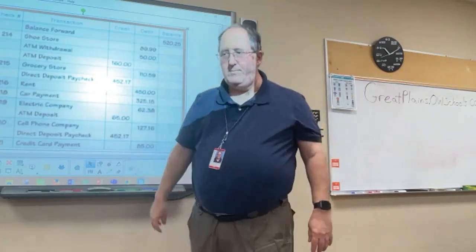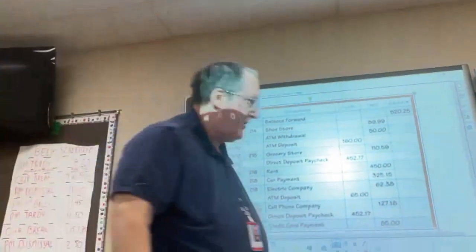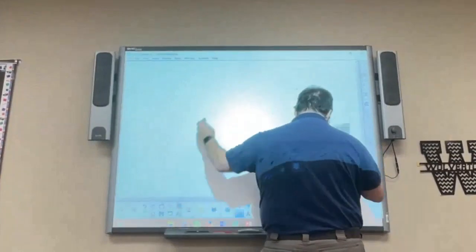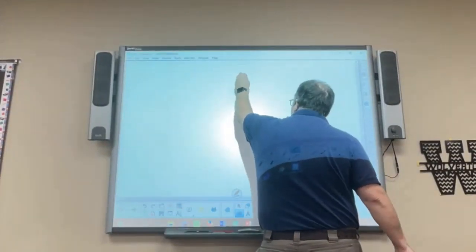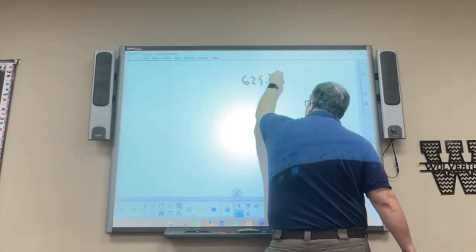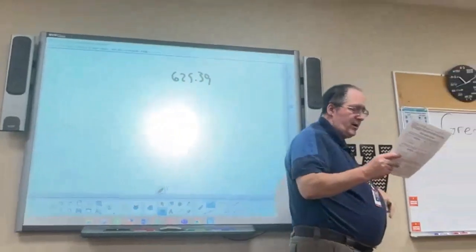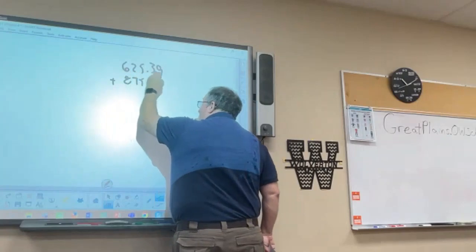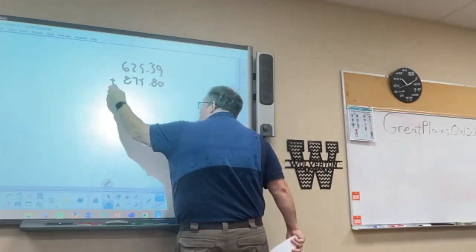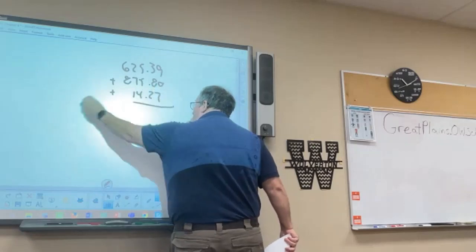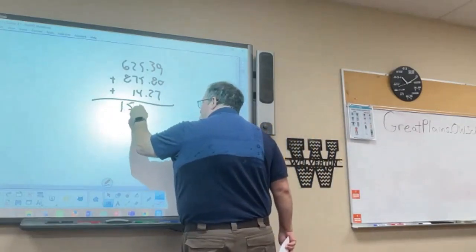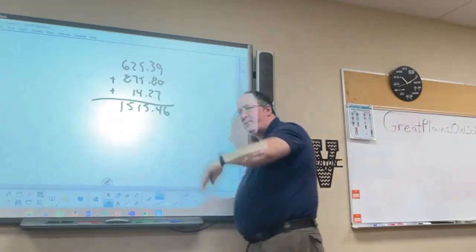So on the handout that we gave you, it says the balance on the first one is $625.39. So on question number 1 at the bottom, you start off with $625.39. And then they're both deposits, so you're going to add 875.80. Add another 1427. It's 1515.46, that's the total there. That sounds right. Again, I don't have this stuff all committed to memory, but I know about the ballpark of what it was.